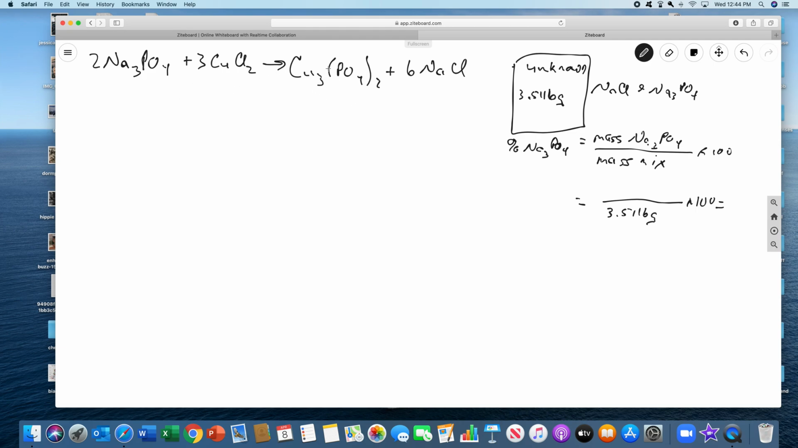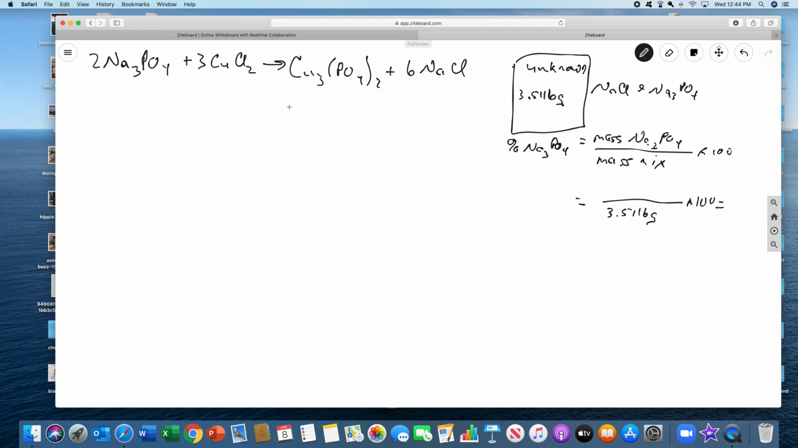We determine experimentally the amount of copper phosphate we form. From the mass of the copper phosphate we form, we can back calculate how much sodium phosphate must have been there. And this works because sodium chloride does not react with copper chloride, and you can verify that for yourself. So this is the balanced equation. The sodium chloride doesn't do anything. So again, we're going to give you data. We will probably give you the mass of the mixture, and we'll give you the mass of the copper phosphate.